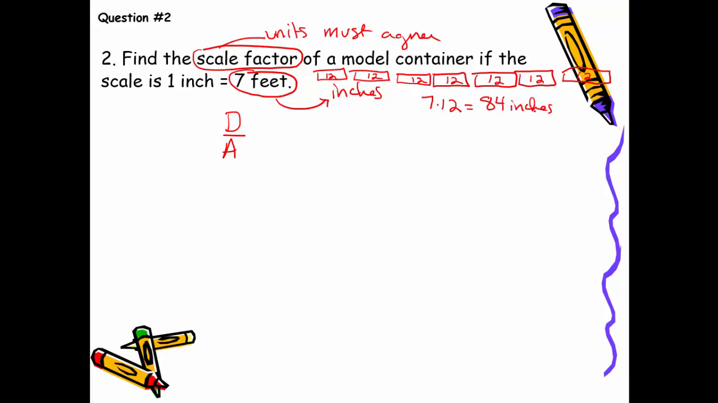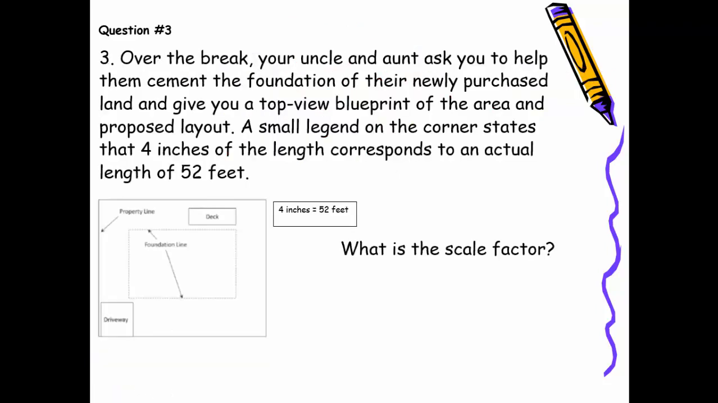84 inches. So now if I look at my drawing, I know 1 inch on the drawing will represent 84 inches on the actual picture. Inches divided by inches. So then I have 1 over 84 being my scale factor. We remember the key with scale factor is units must agree. You only have to make those units agree if the word problem asks for a scale factor. Other than that, you just use the scale they give you.